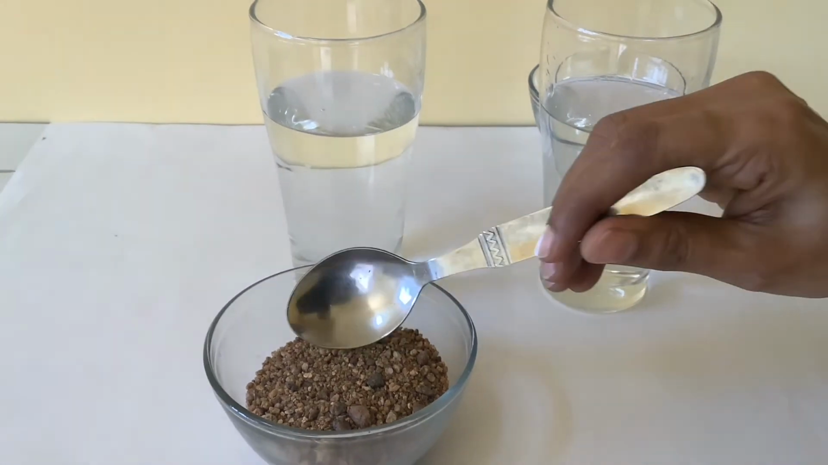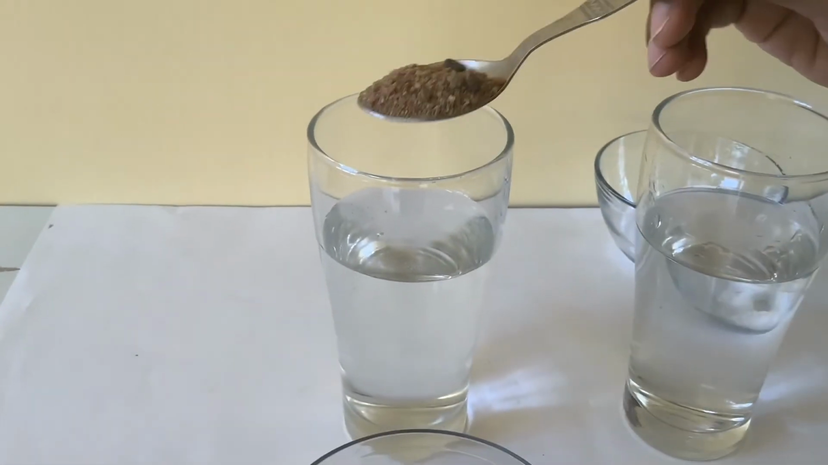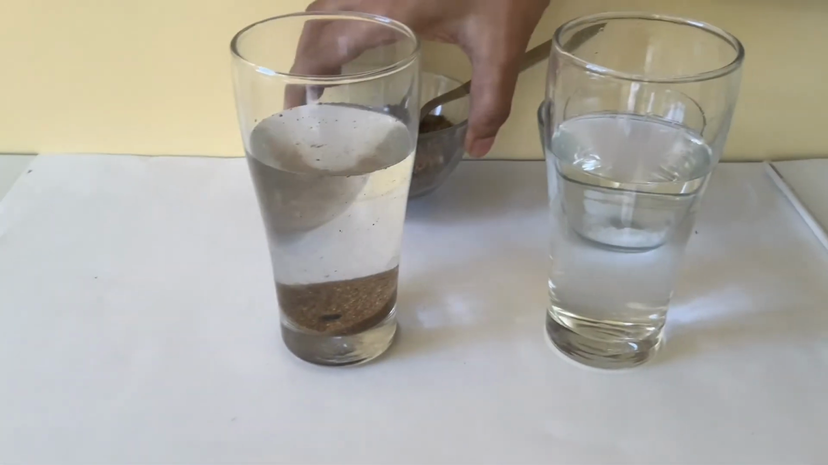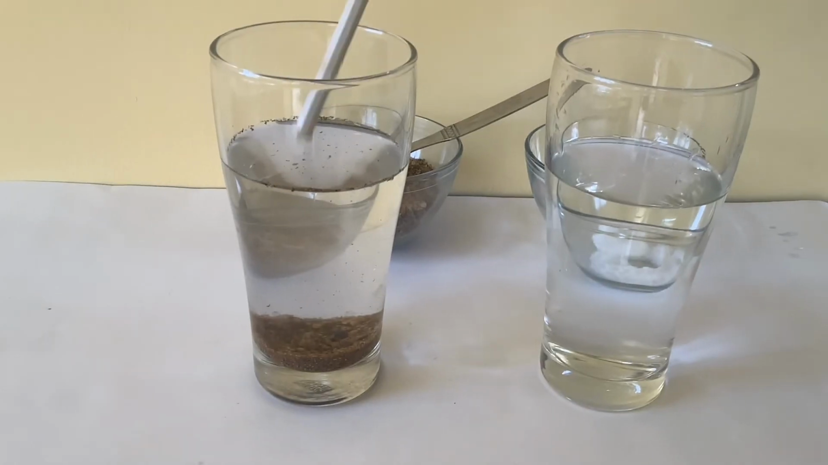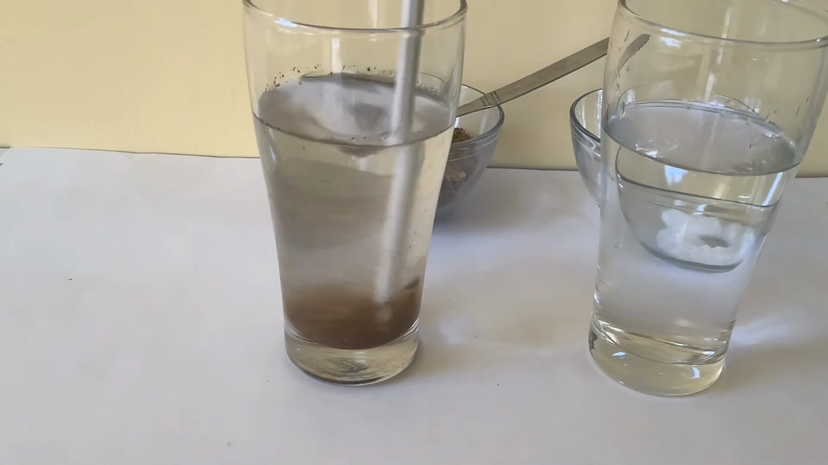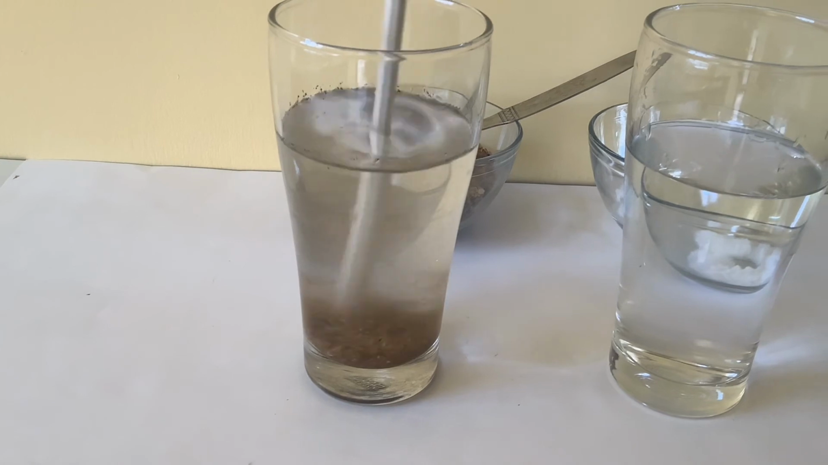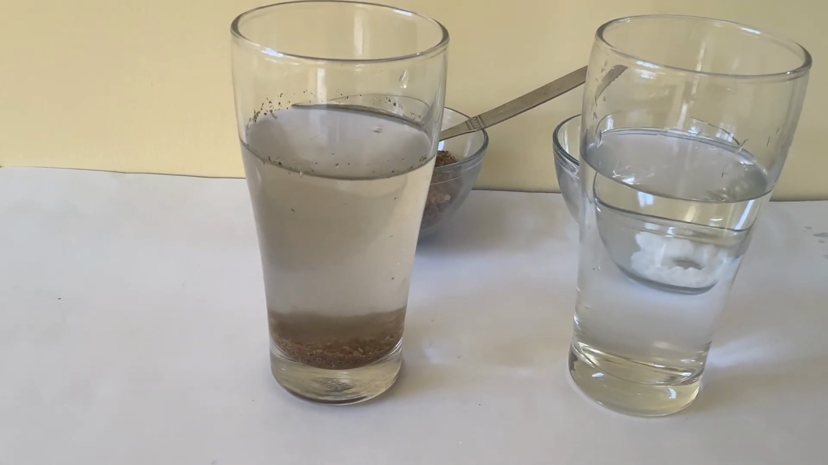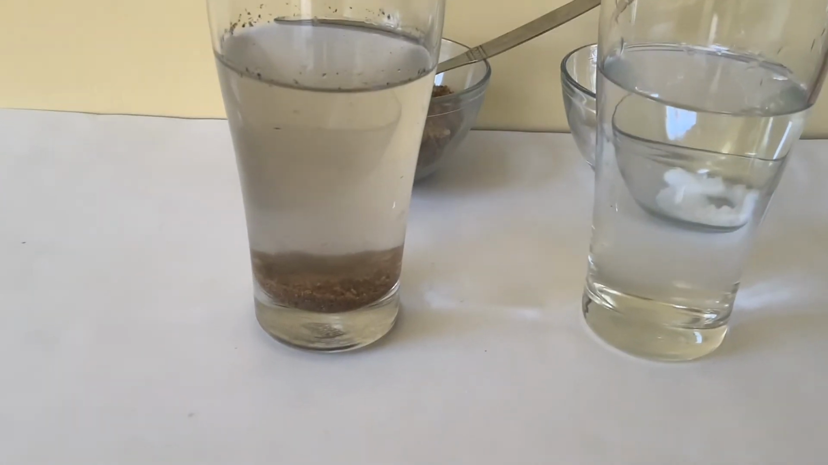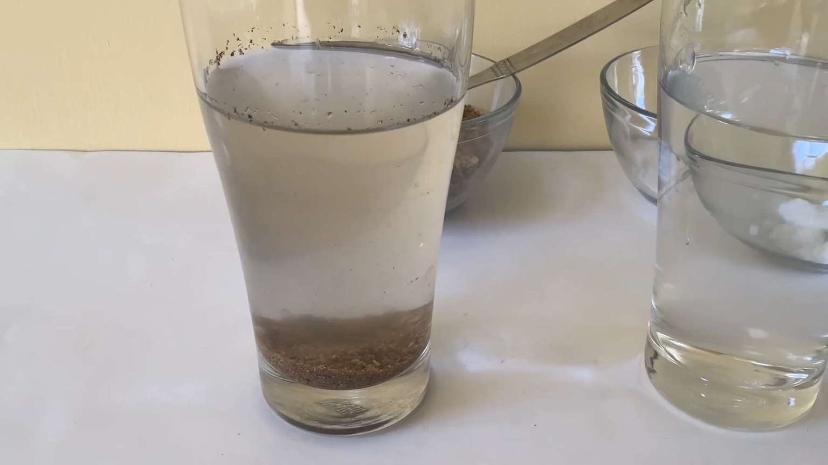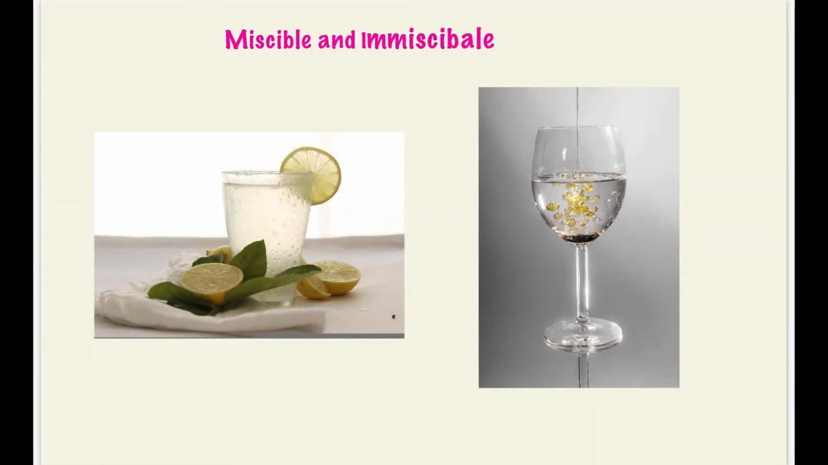Now I will put sand into the other glass. Now some particles came up which can float on the water, but sand went down and it also sank in the water. Now if I stir it, it won't dissolve in water and it won't make a clear solution. So we can say sand is insoluble in water but salt is soluble in water. So this was the activity of solubility and insolubility. So we saw soluble and insoluble material.